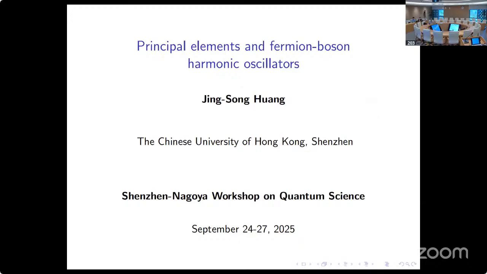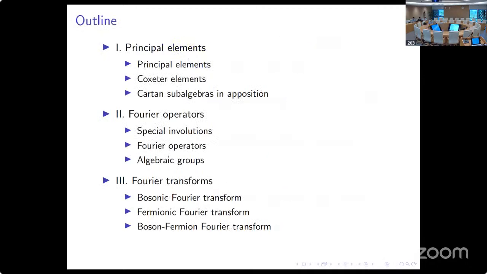Okay, so what's the purpose of doing this? It is related to the quantum Fourier transform. So let me start with the story from the very beginning. The talk will be divided into three parts. First, we recall the definitions of the principal elements. This was basically defined and studied by Bertram Kostant. He was my advisor, so I know him very well.